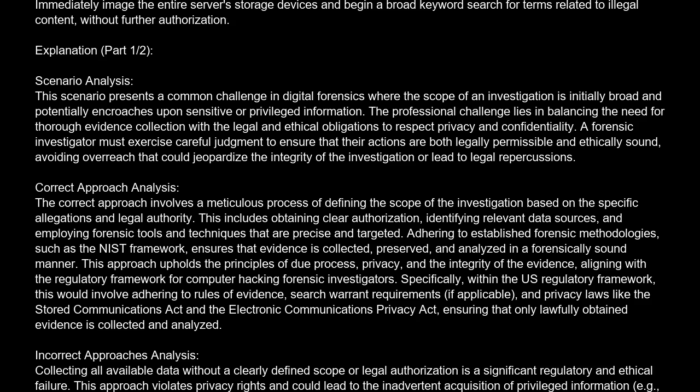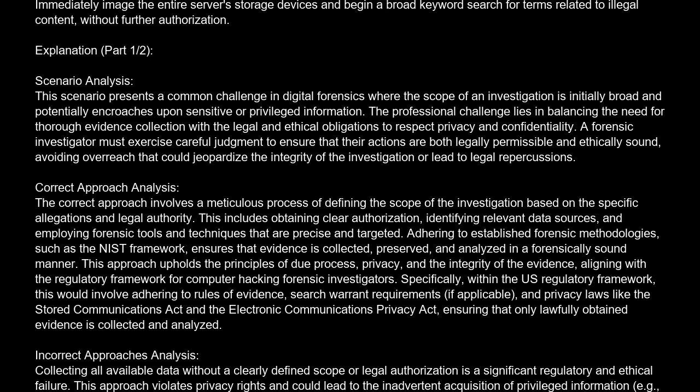This includes obtaining clear authorization, identifying relevant data sources, and employing forensic tools and techniques that are precise and targeted. Adhering to established forensic methodologies, such as the NIST framework, ensures that evidence is collected, preserved, and analyzed in a forensically sound manner. This approach upholds the principles of due process, privacy, and the integrity of the evidence, aligning with the regulatory framework for computer hacking forensic investigators.